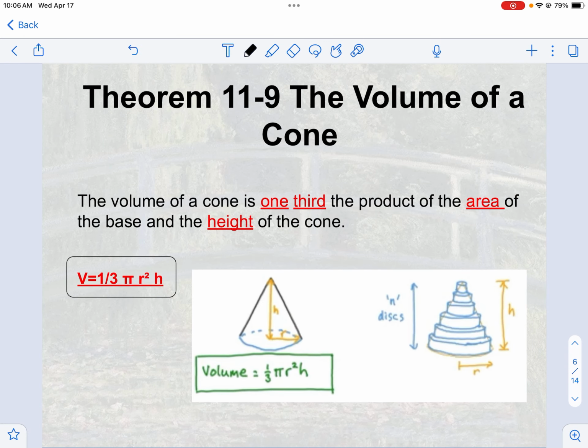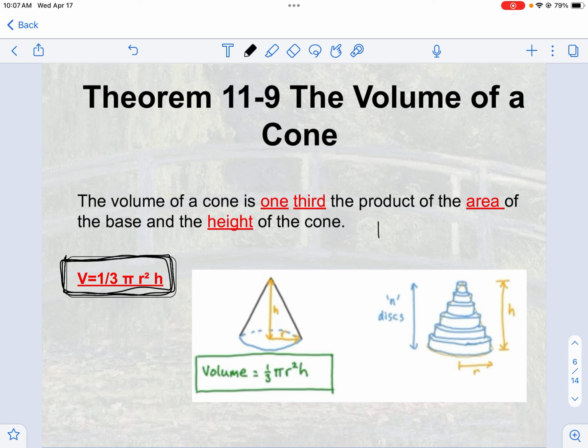Moving on to cones. The volume of a cone is 1/3 the product of the area of the base and the height of the cone. Like we've been talking the last couple weeks, cones and cylinders follow after prisms and pyramids in that they have the same sort of relationship. So instead of perimeter and surface area, we use circumference when we're finding the lateral area. In the same way, a cone is also going to be 1/3 the product of the area of the base and the height of the cone.